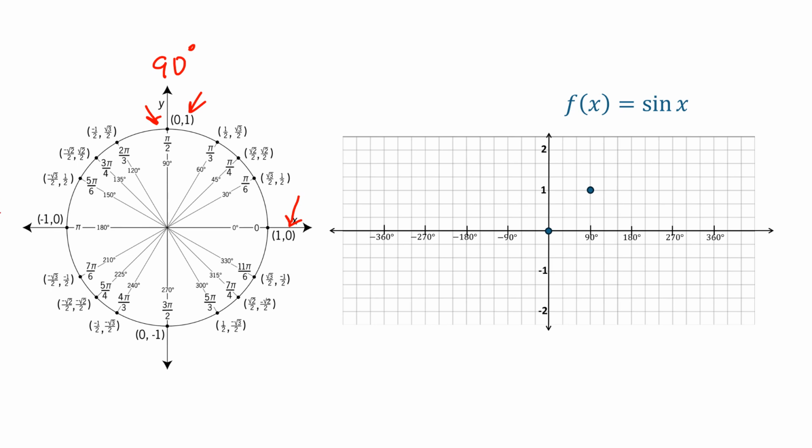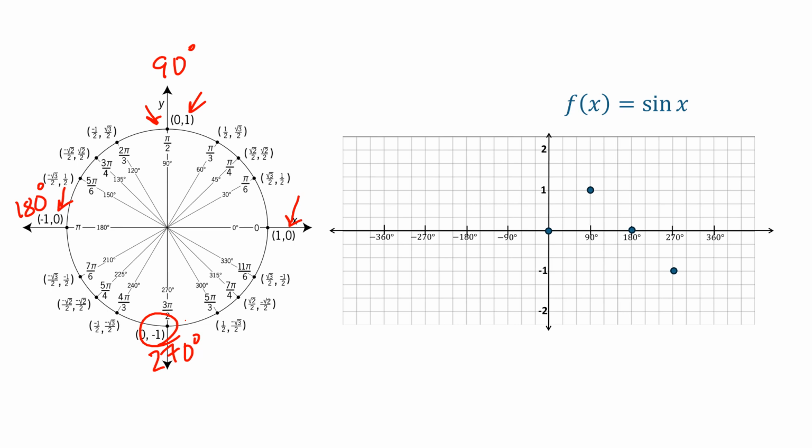Sine of 180 over here, the value of sine there is 0, the y coordinate there. So sine of 180 is 0 again, so we're back down to 0 on our graph. And then if we go down to 270, down at the bottom of our unit circle, you can see that y there is -1. So on my xy plane here, the sine of 270 is -1. So I've got the point 270, -1.